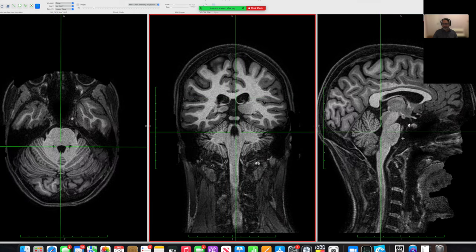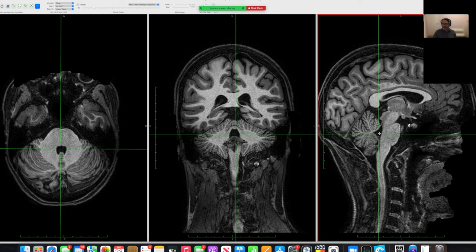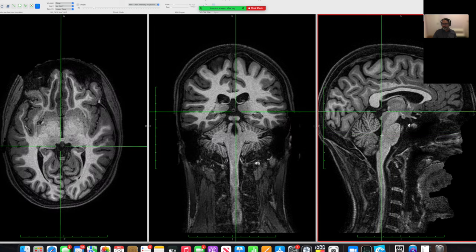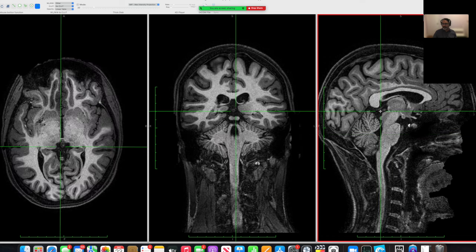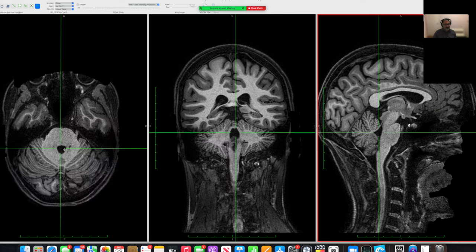That's the fourth ventricle. The fourth ventricle is here. That's the fourth ventricle. That's the third ventricle. So look at the fourth ventricle. That's what it will look like in an axial view, and that's what it will look like in a coronal view.